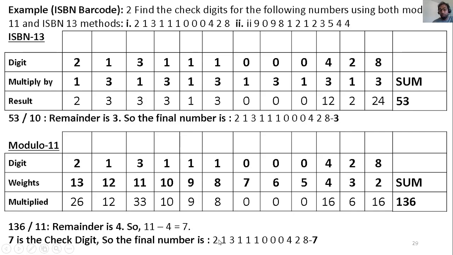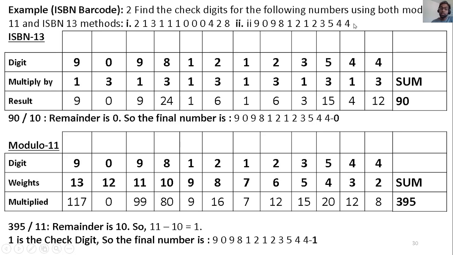And so the final number has all these digits and 7 at the end as the check digit. It is written in bold so anyone can understand that. Now this is the second part, 909, this is what we are going to solve now. See, it's the same method, we have just changed the digits. You can see this is by using the ISBN-13 method. We multiplied the odd positions by 1, even positions by 3, odd position by 1, even position by 3, and all those positions are multiplied and we got our result row.